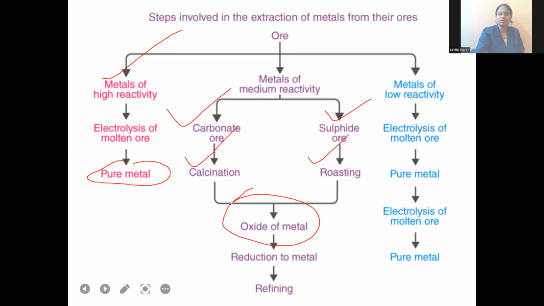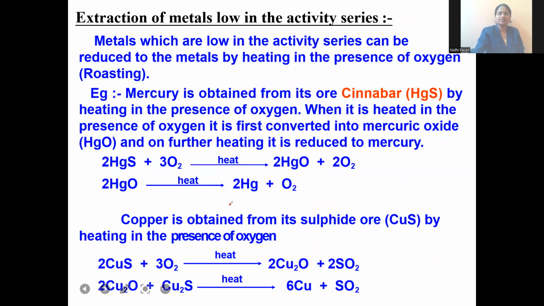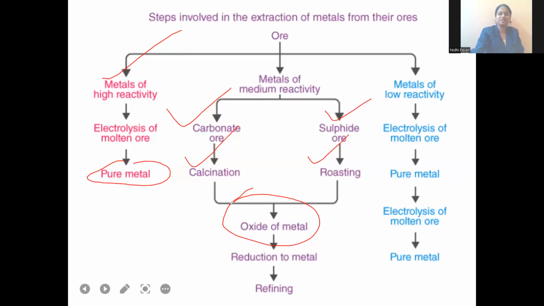Next, what about the elements which have low reactivity? Metals of low reactivity: here electrolysis of molten ore will be done to enrich the ore. The next step is we will get the pure metal. Then after that, electrolysis of molten ore is done again. Then again we will get the pure metal. So this is regarding the calcination and the steps involved in extraction of metals from their ores.